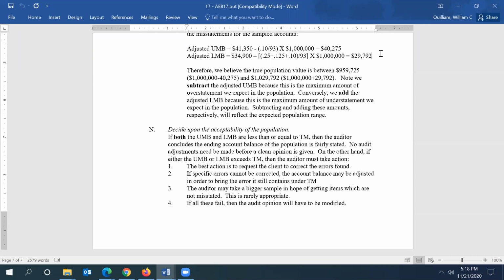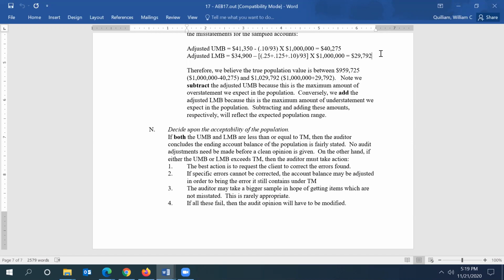So now decide upon the acceptability of the population. Ours was acceptable. It was fairly stated. Here's why. If both the upper misstatement bound and lower misstatement bound are less than or equal to tolerable misstatement, just like in our case, then the auditor concludes that the ending account balance of the population is fairly stated. It's okay. No adjustments need to be made before a clean opinion is given. Now, on the other hand, if either the upper misstatement bound or lower misstatement bound exceeds tolerable misstatement, in other words, one of these two tails in our confidence interval had exceeded tolerable misstatement, now we have trouble.